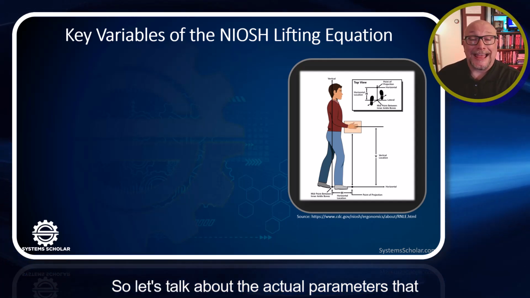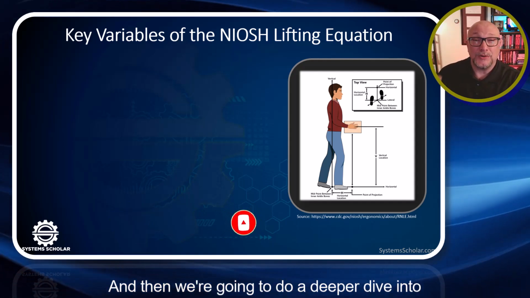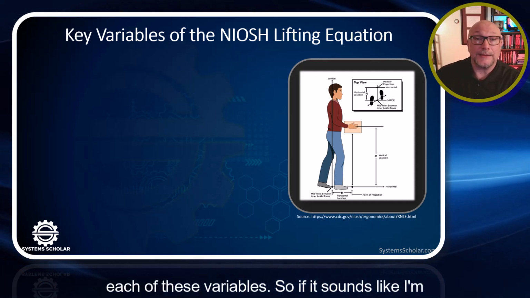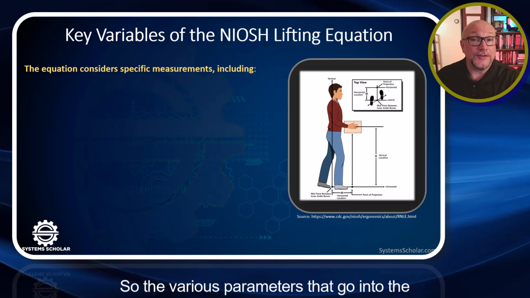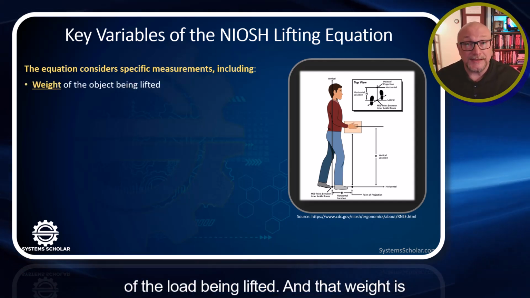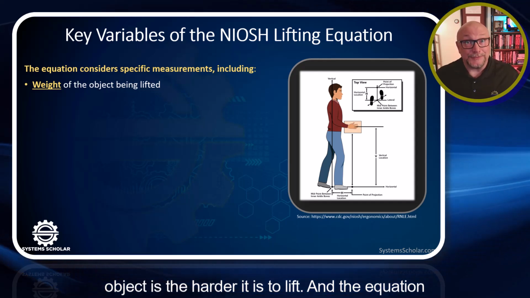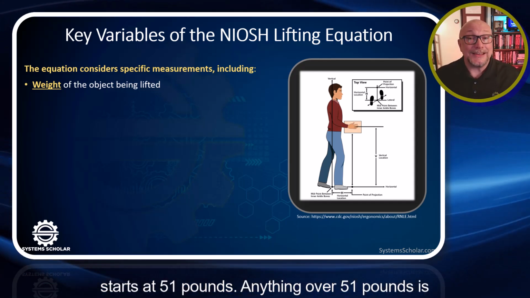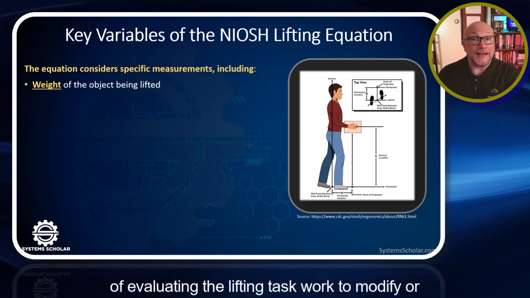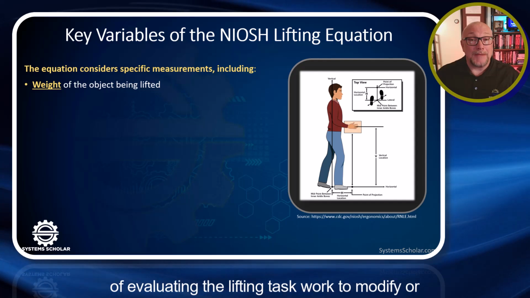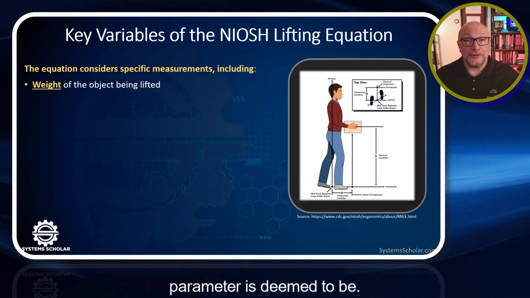So let's talk about the actual parameters that go into the NIOSH Lifting Equation. I'm going to give these at a very high level at first right now, and then we're going to do a deeper dive into each of these variables. So if it sounds like I'm going through them relatively fast, don't worry, we're going to circle back and revisit all of these again. So the various parameters that go into the NIOSH Lifting Equation are, first of all, the weight of the load being lifted. And that weight is obviously an important aspect. The heavier an object is, the harder it is to lift. And the equation starts at 51 pounds. Anything over 51 pounds is automatically considered an unsafe lift. And then all the other parameters that are measured as part of evaluating the lifting task work to modify or reduce that 51 pounds to something less, depending upon how dangerous that particular parameter is deemed to be.